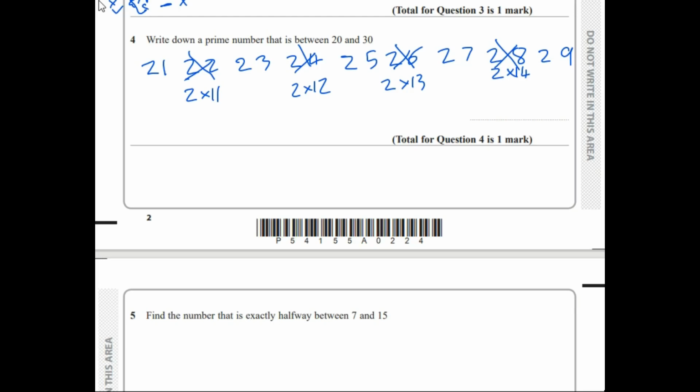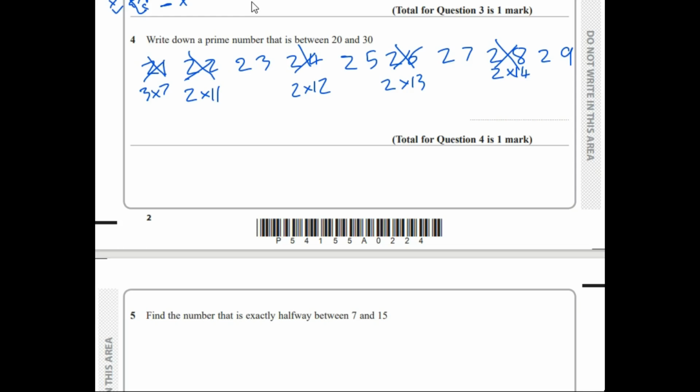So, moving on, let's try 3s. Do we think any of these numbers are divisible by 3? So, if we check our 3 times tables, 3, 6, 9, 12, 15, 18, 21. So, 21 is divisible by 3, and it's 3 times 7. So, cross through that. Next up we have 24. Well, we've already got rid of that, so we can just ignore it.